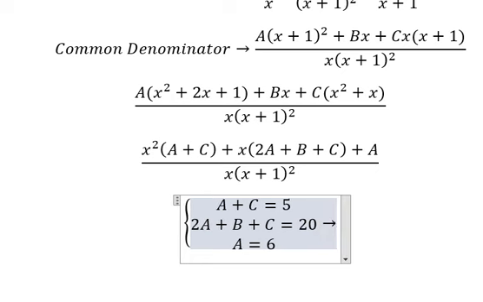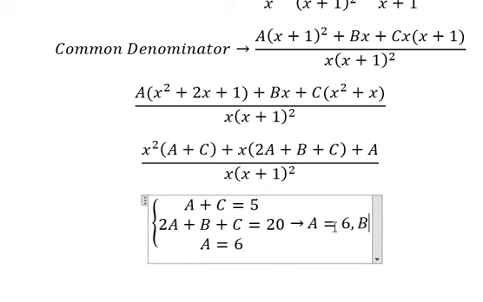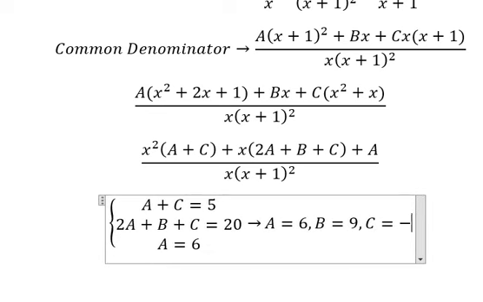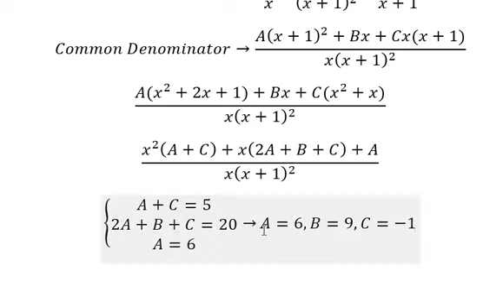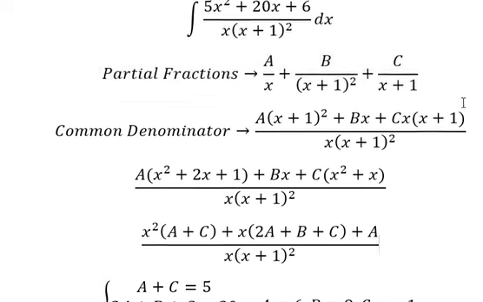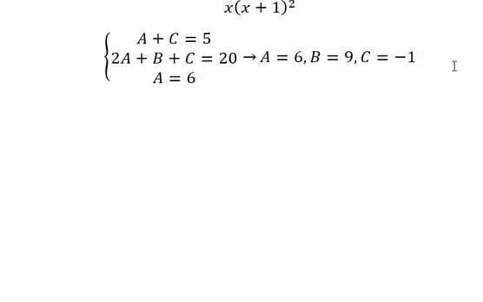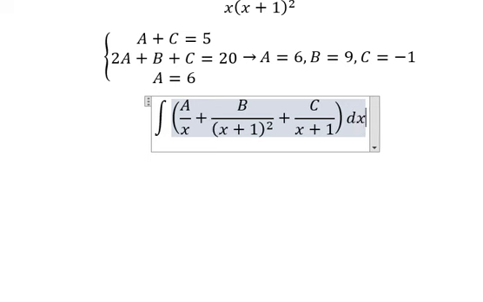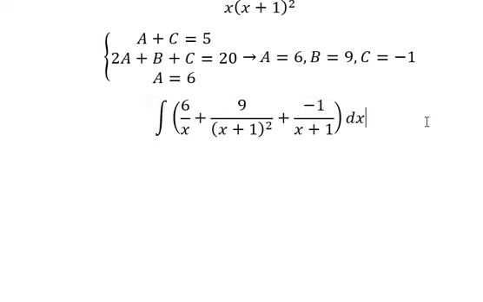And now we need to find the solutions of A, B, C. So A equals 6, B equals 9, C equals negative 1. So we put A, B, C go back in here.